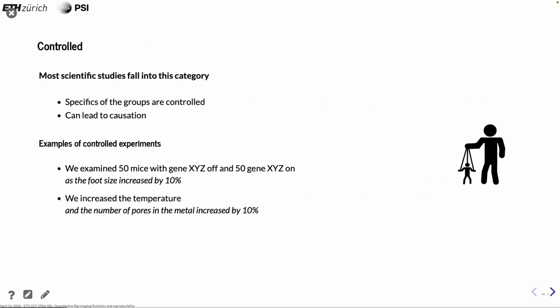Controlled, that is where we have very many of our scientific experiments. Then we have specific groups that we have controlled, and that can lead to a causation. So for example, if we have 50 mice with one gene and the other 50 with that gene inactivated, then we can see that the foot size increased by 10%. We can also see that if we increase the temperature, the number of pores in the metal cast increased by 10%. So then we have controlled these variables and can see what happens.